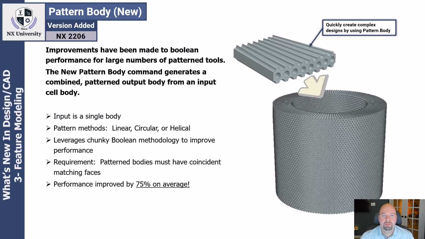A couple of requirements here. The input is a single body. The pattern methods we can use are linear, circular, or helical. This is going to leverage chunky Boolean methodology to improve performance inside your part. The requirements here, the pattern bodies must have coincident matching faces. This is going to improve performance by up to 75% on average with these types of complex bodies when you use the pattern body operation.